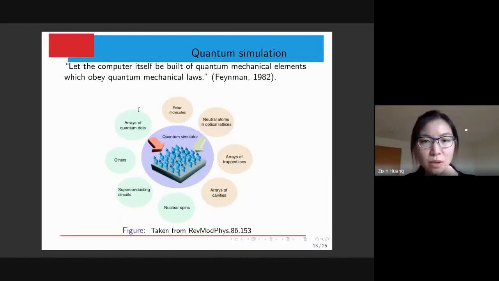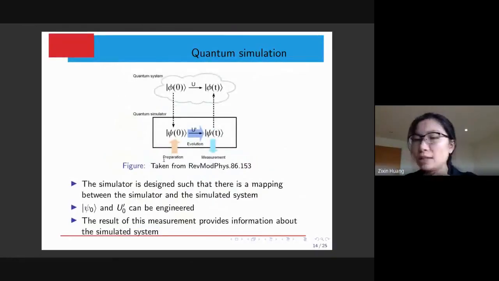So you may have arrays of quantum dots. These are artificial quantum atoms that you make in semiconductors. You may have polar molecules, neutral atoms in optical lattices, trapped ions, cavities, nuclear spins, or superconducting circuits. So basically, whatever you have access to that you can manipulate. The basic idea is as follows. You have your quantum system of interest. This may be your molecule or something that's happening in the Large Hadron Collider. You have a quantum state, and there is an interaction that you're interested in, and after the evolution, you have your final state.